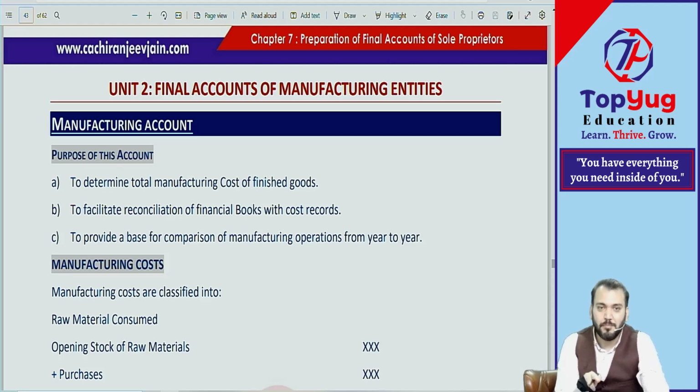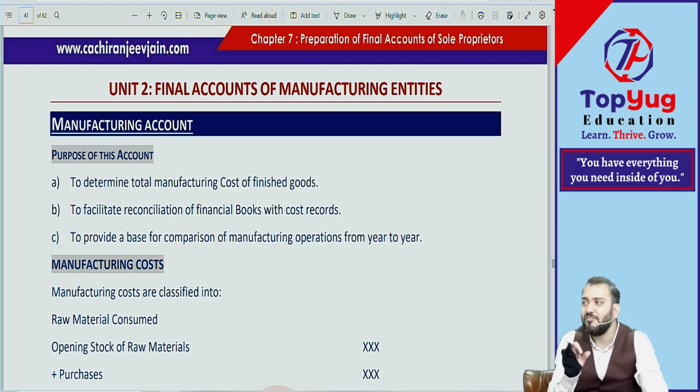Unit number 1 was completed. Unit number 1 was for non-manufacturing, so we have done trading, PL, balance sheet. Now it is unit 2 for manufacturing. I said we'll do manufacturing after what? Inventories, correct? So now you have ideas about what?